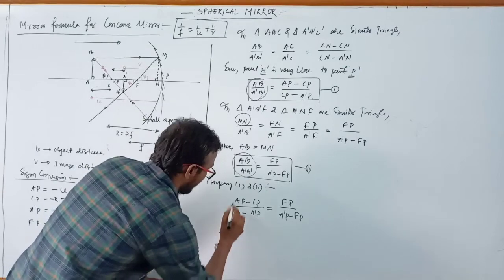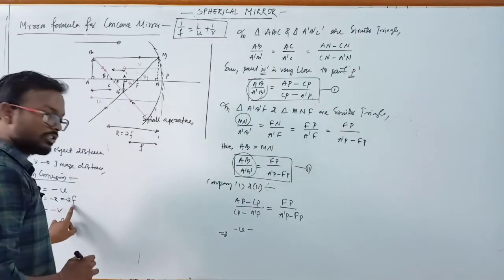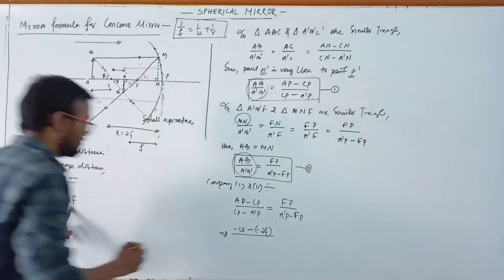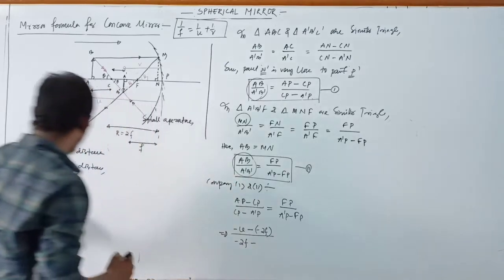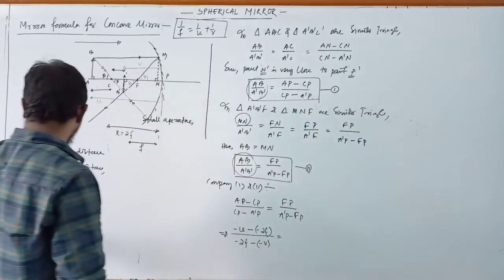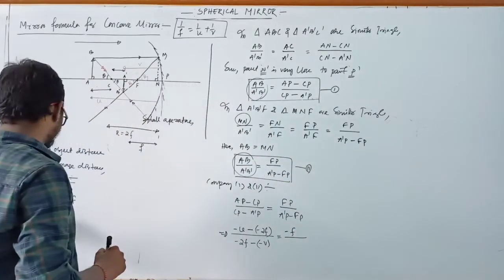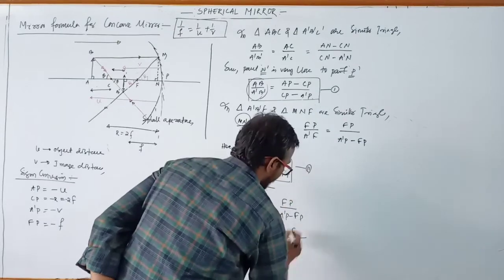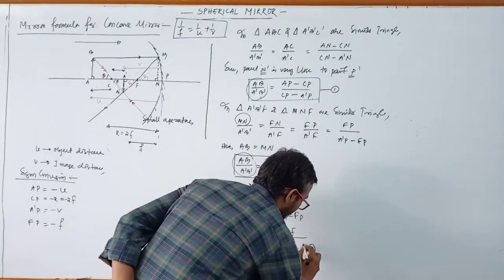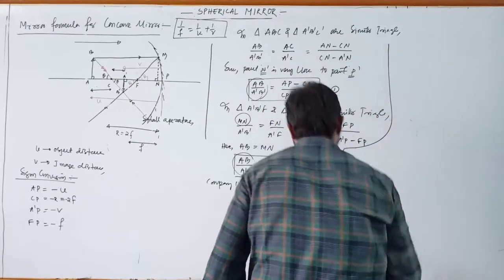Now we have to use this relation. The value of AP is equal to minus u, CP is equal to minus 2F, so minus 2F divided by minus 2F minus A'P, which is equal to minus V. And FP is equal to minus F, so minus F divided by A'P, which is minus V, and here FP is minus F. Now solve this relation and you will get the final answer.